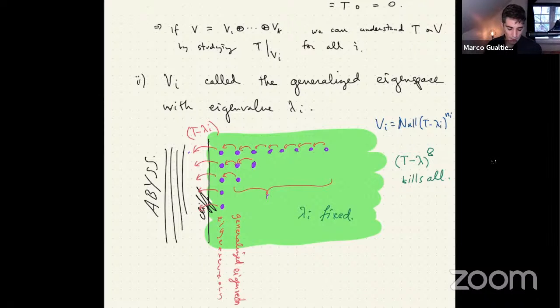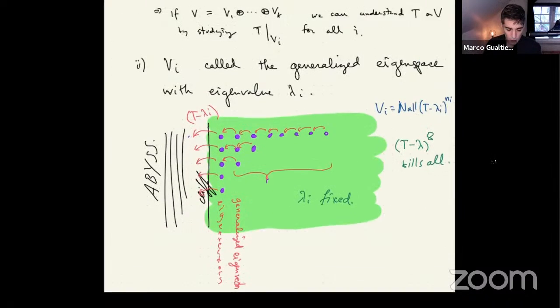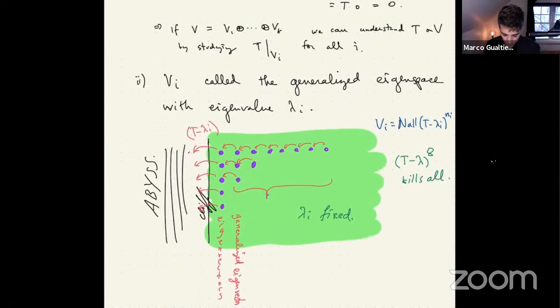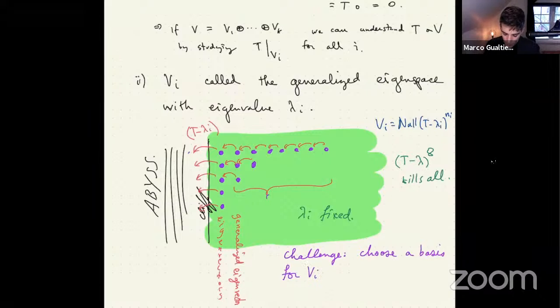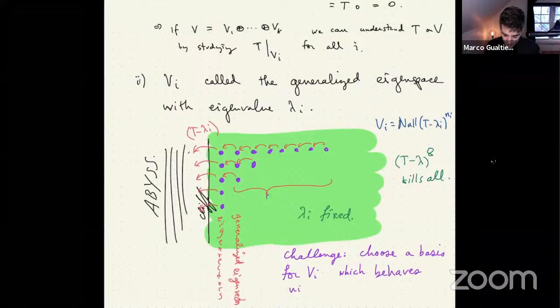what we would like to do is, so here's the trick. So here's the kind of the challenge. The challenge is to choose a basis for Vi, which behaves nicely when we apply T minus lambda I. Okay, so what do I mean by this?